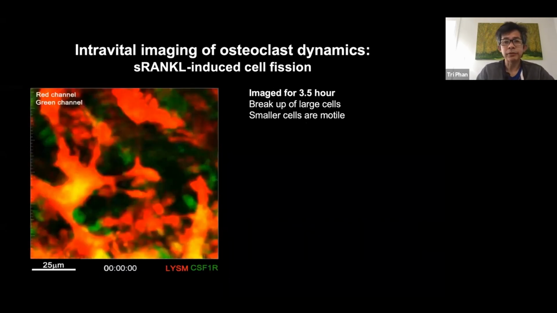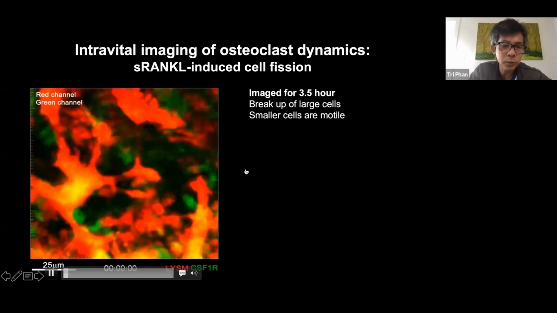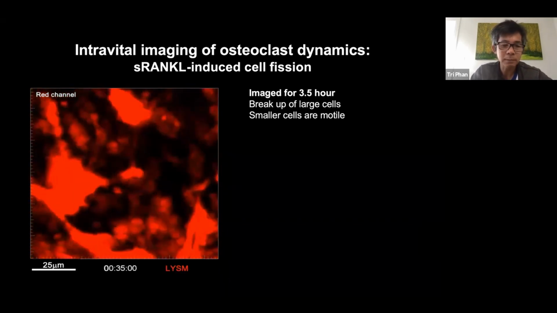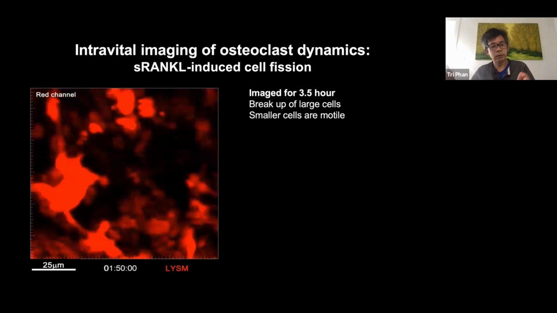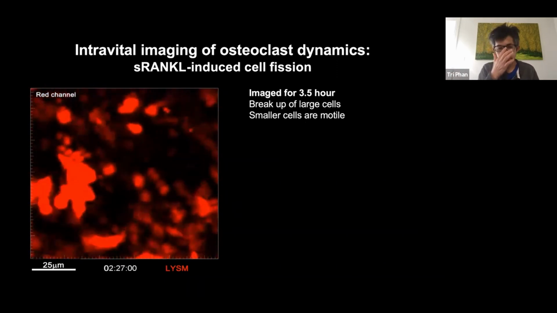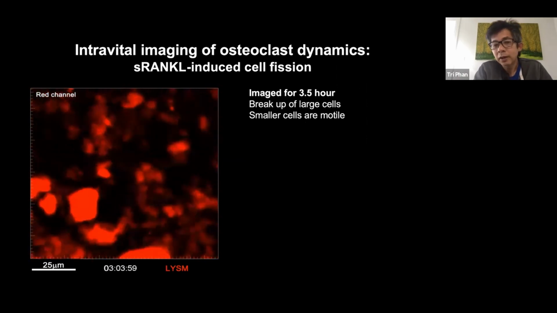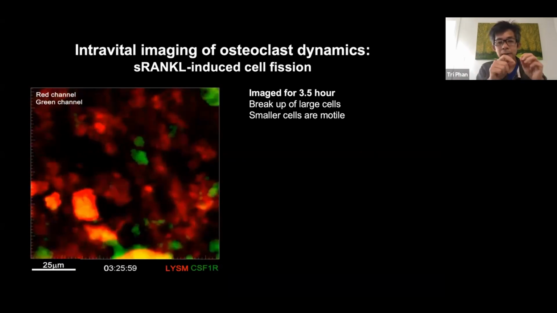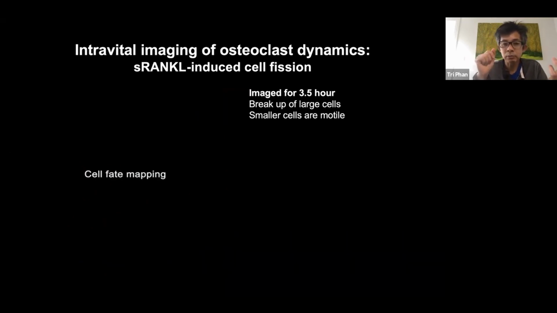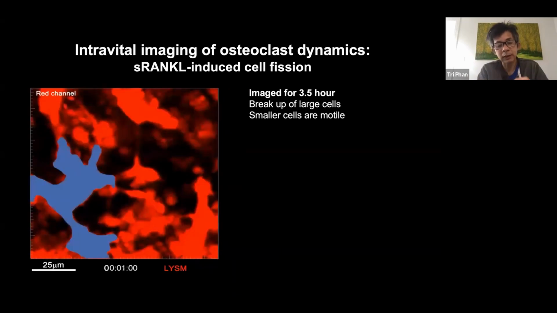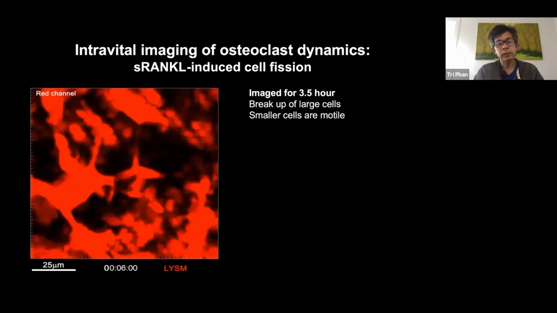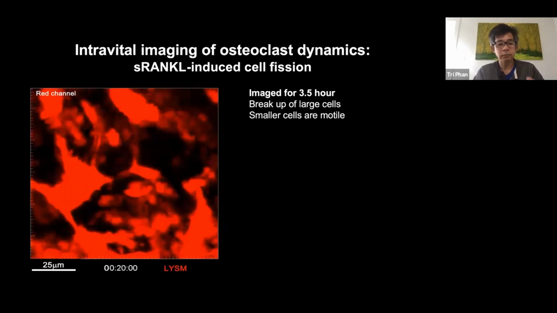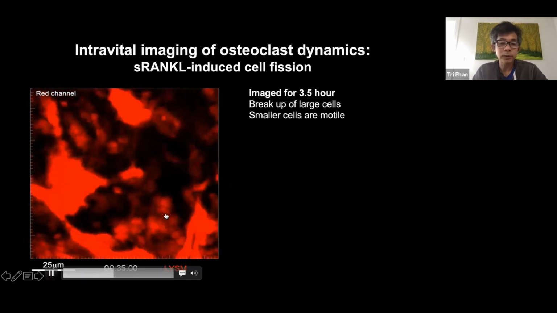So what happens next? Well, this was the surprising part, and what we didn't really expect. What was happening was that if you actually watch the cells for longer and longer periods of time, in this case 3.5 hours, you'll see that the cells start to break up, but they don't break up into small subcellular fragments. They actually break up into large cells, and these cells are still quite motile, and they're still migrating around. So we saw RANKL-induced fusion before, and now we're seeing in vivo for the first time RANKL-induced fissioning of the cells.